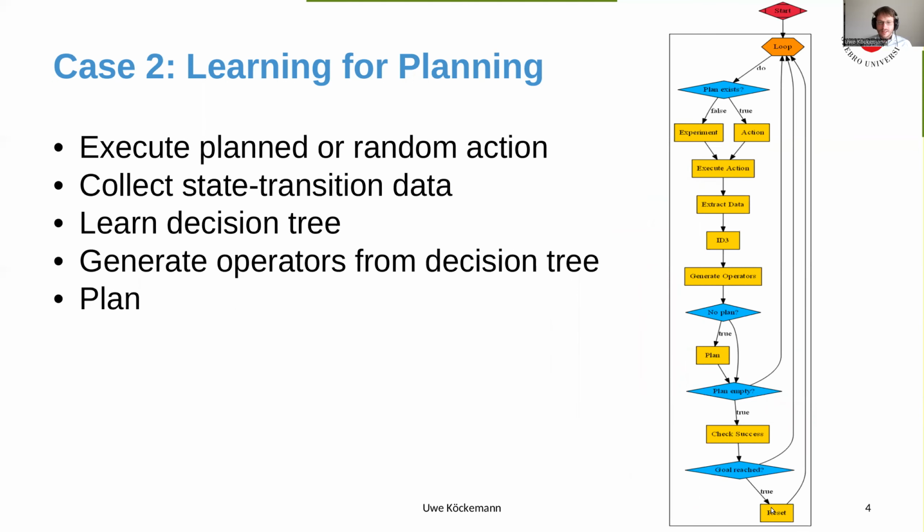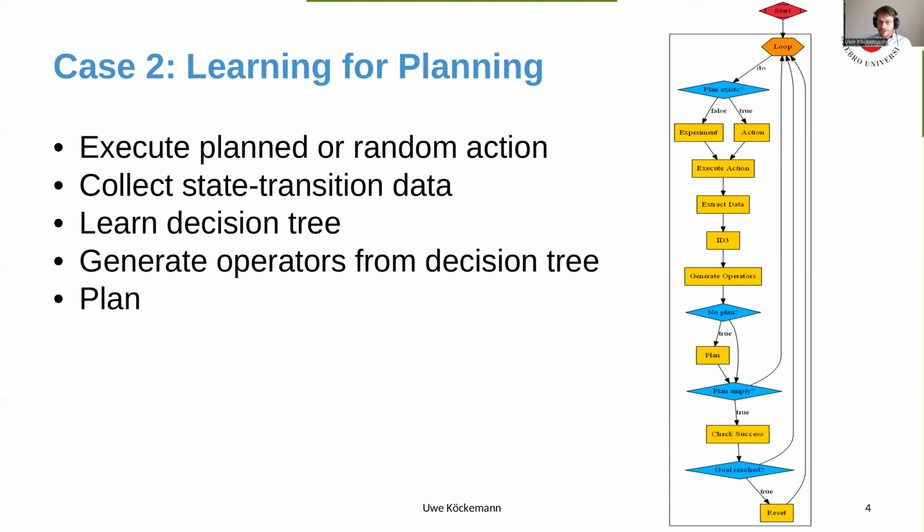The second case is learning for planning. So here the idea is we don't have operators to begin with. We just have an empty set of operators, but we have a goal and we have baseline actions that we can execute. And then if we currently have a plan, which in the beginning we don't, we execute the next action in the plan. Otherwise, we just execute a random action. And then we collect state transition data.